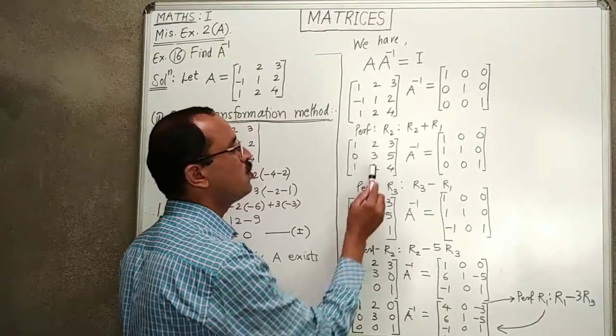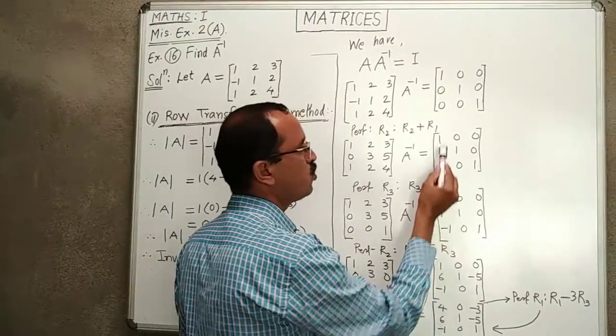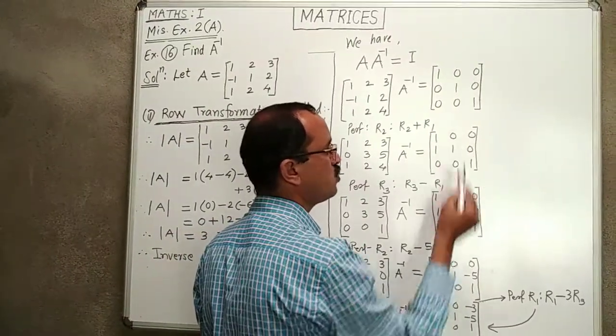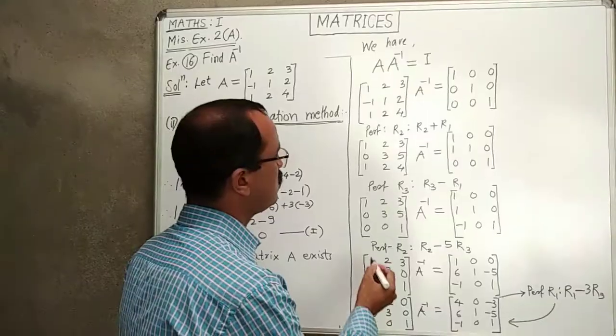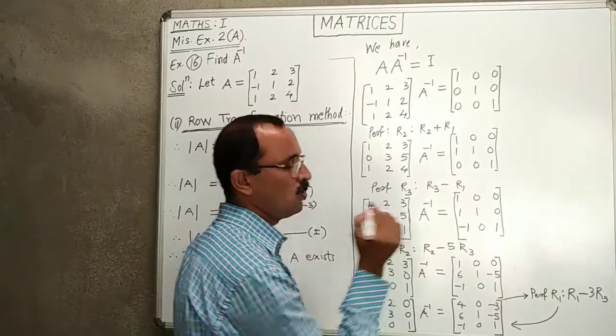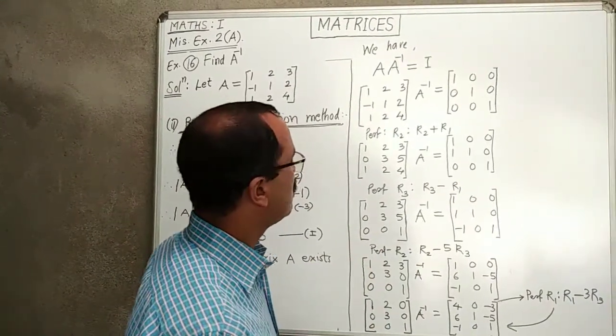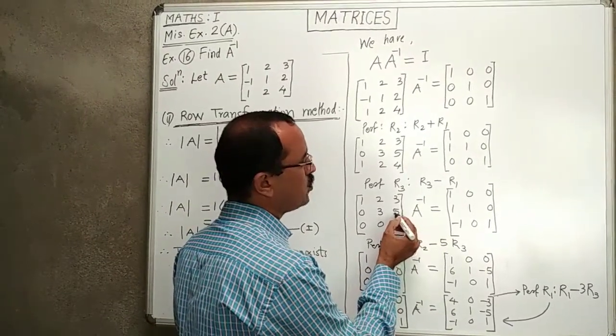So 1 minus 1 is 0, 2 minus 2 is 0, 4 minus 3 is 1. On the right hand side 0 minus 1 is minus 1, 0 minus 0 is 0, and 1 minus 0 is 1. In this way we change row R3 as 0, 0, 1. Then we have to convert this 5 into 0.